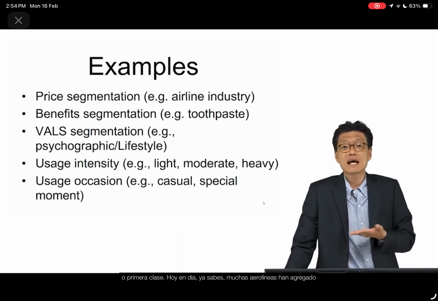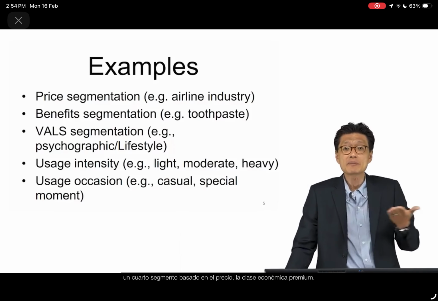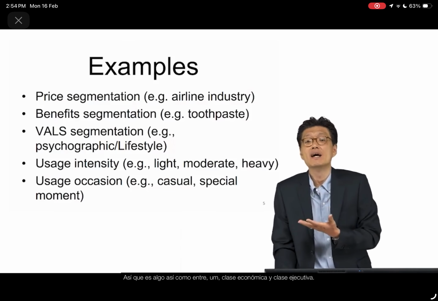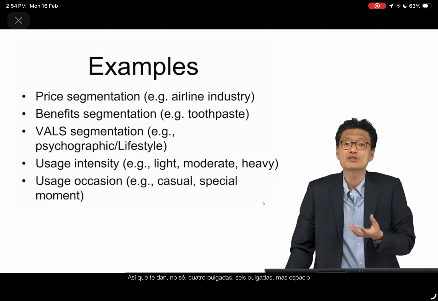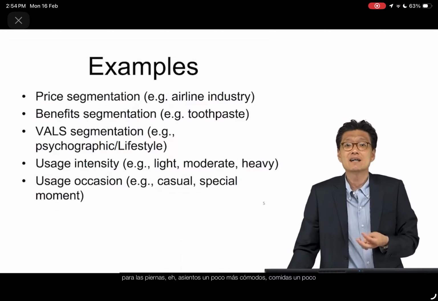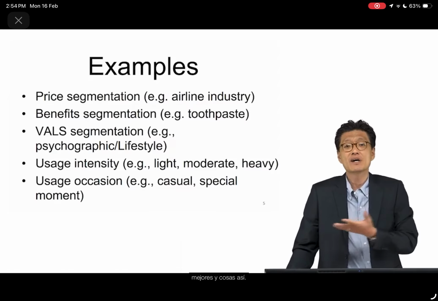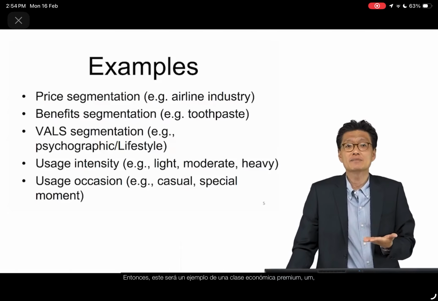Nowadays, a lot of airlines have added a fourth segment based on price, which is premium economy. It's something in between economy class and business class. They give you, I don't know, 4 inches, 6 inches more leg room, a little more comfy seats, slightly better meals and stuff like that. And they charge you slightly more. So this would be an example of a premium economy class.